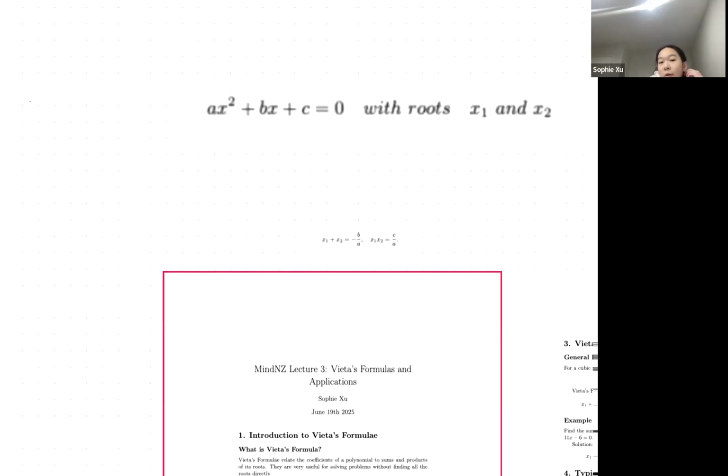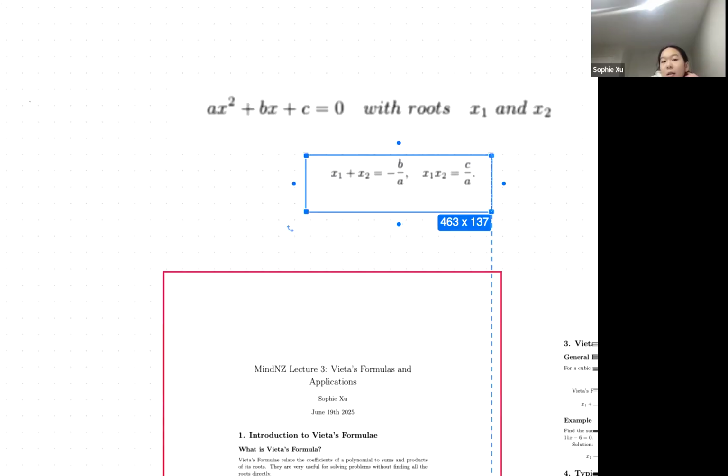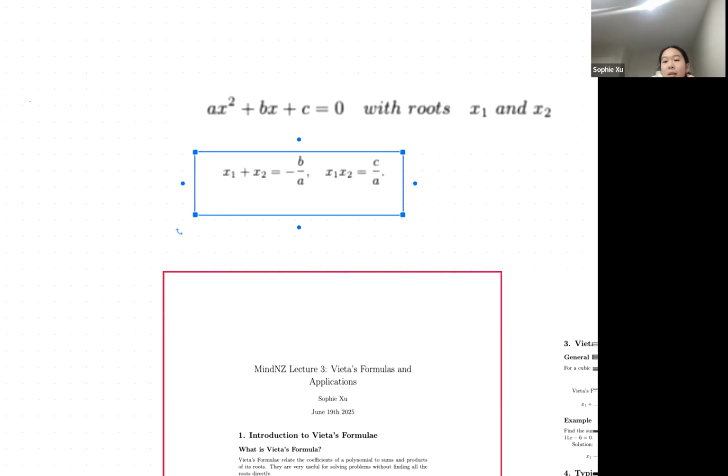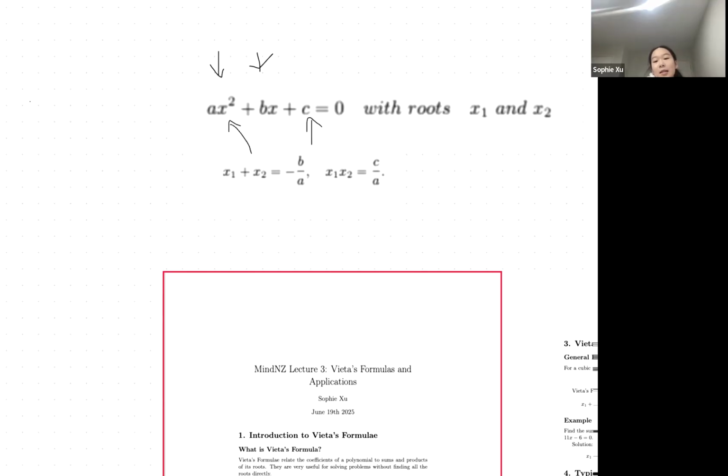The sum of the roots is negative b over a, which means it's the second coefficient, negative this over this, and then the product of the roots is just this over this. Does that make sense? Can I get a thumbs up if it makes sense? Yes, okay. Yay.